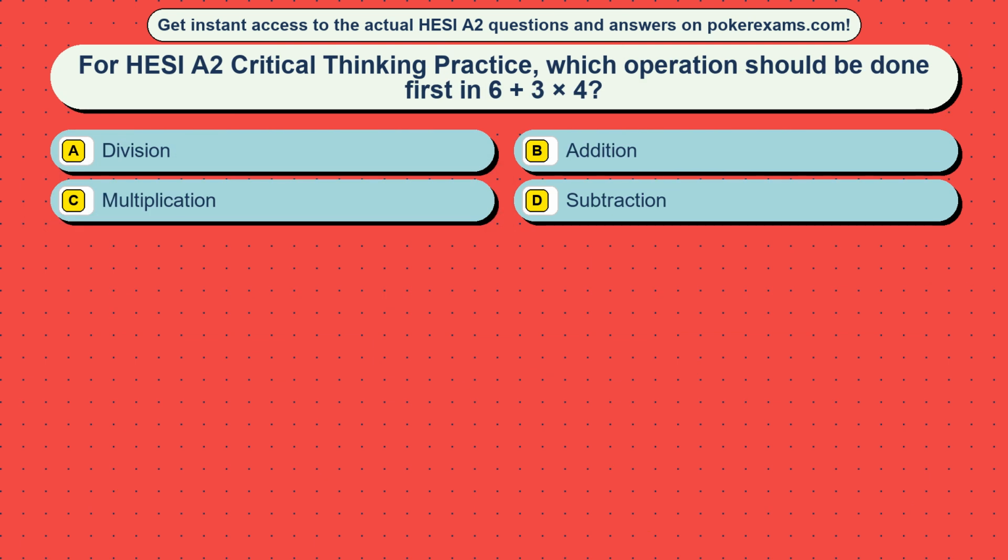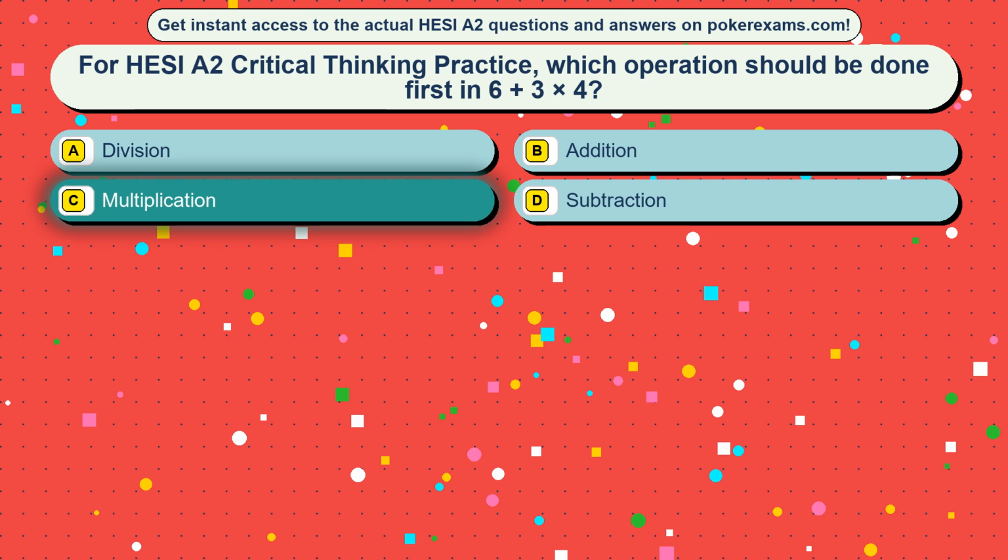Question 12. For HESI A2 critical thinking practice, which operation should be done first in 6+3/4? Option A, division. Option B, addition. Option C, multiplication. Option D, subtraction. The correct answer is option C, multiplication.